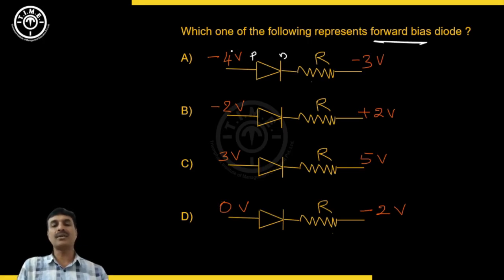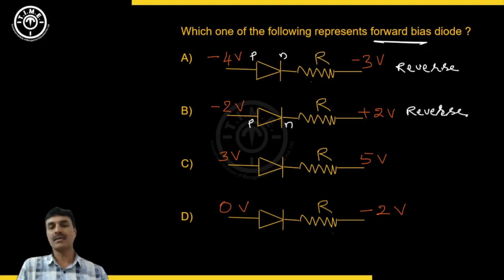Now on P side you have minus 4 volt and on N side minus 3 volt. Which is higher, minus 4 or minus 3? Minus 3 is higher compared to minus 4. So this is reverse bias. Right? This is reverse biased. Coming to option B, minus 2 on P region and plus 2 volt on N region. So this is also a reverse bias.